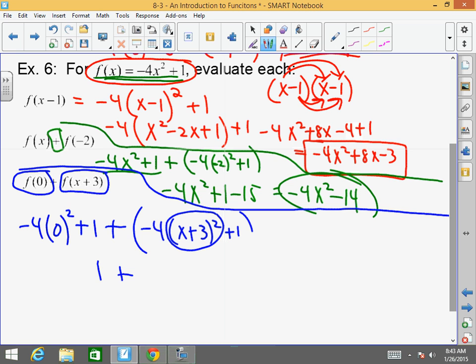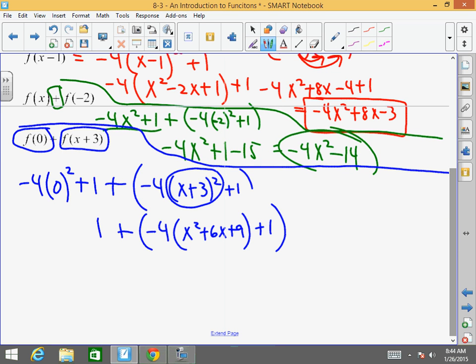1 plus negative 4 times x squared plus 6x plus 9. Wow, that was an epic fail for me. No excuse. I should pay attention. You are a beast. Thank you, son. So this is 1 minus 4x squared minus 24x minus 36 plus 1.